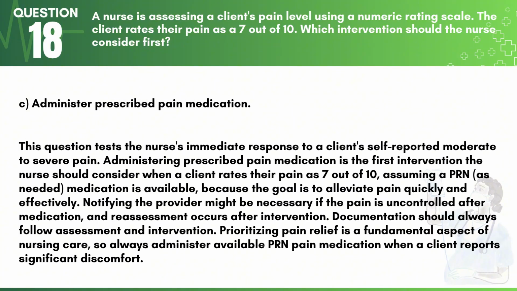Answer, C. Administer prescribed pain medication. This question tests the nurse's immediate response to a client's self-reported moderate to severe pain. Administering prescribed pain medication is the first intervention the nurse should consider when a client rates their pain as 7 out of 10, assuming a PRN, as needed, medication is available, because the goal is to alleviate pain quickly and effectively. Notifying the provider might be necessary if the pain is uncontrolled after medication, and reassessment occurs after intervention.